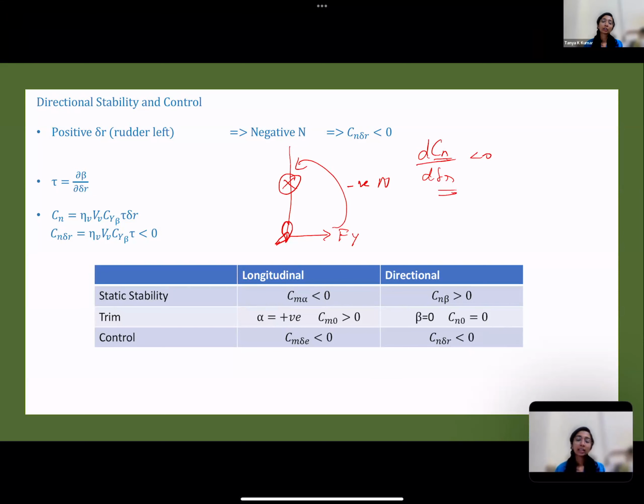All right. Now, similar to the longitudinal case, you have tau, the control surface effectiveness parameter. Here it is dou beta by dou delta r. There it was dou alpha t by dou delta e.